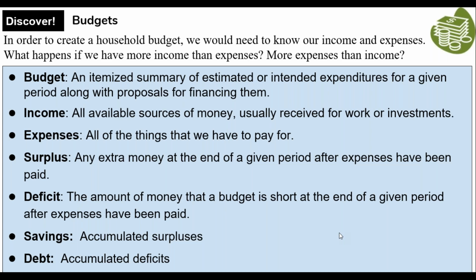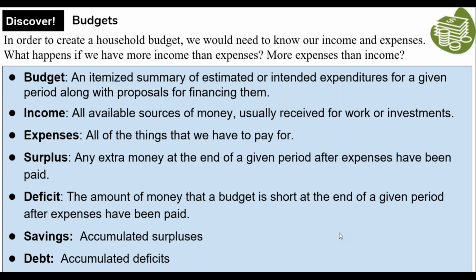A budget, it's just a list of what you think you're going to spend. Income, any kind of sources of money. Usually, you receive it from your work pay. Sometimes it could be through rentals, interest that you earn on things that you've invested. Expenses, these are all the things that we have to pay for, obviously.